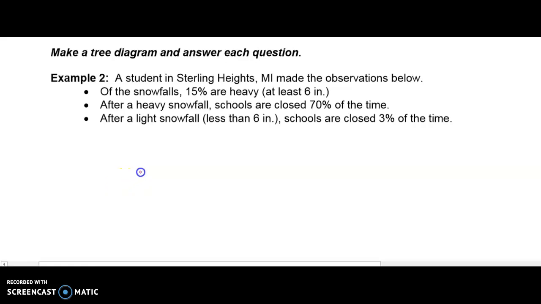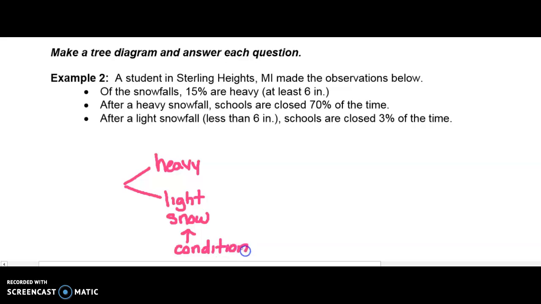So we're going to start with making a branch, and we'll make one for heavy snow. And we'll make one for light snow. Okay, so again, this is our condition. So I'm going to kind of just here put a little arrow. This is our condition. So our condition of having heavy snow versus light snow. Okay, so then what happens based on this condition?